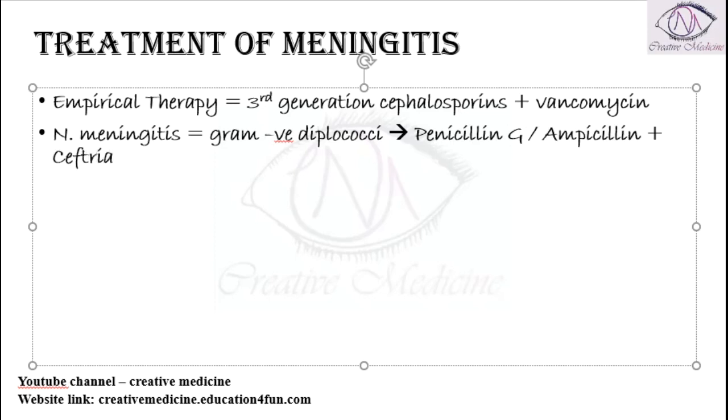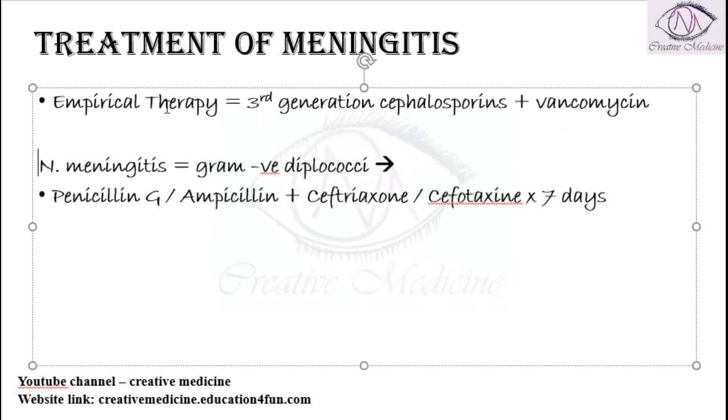Along with that, you can give either ceftriaxone or cefotaxime for 7 days. So the treatment is we give penicillin G or ampicillin. Among these both, one is selected, either penicillin G or ampicillin, with ceftriaxone or cefotaxime given for 7 days.